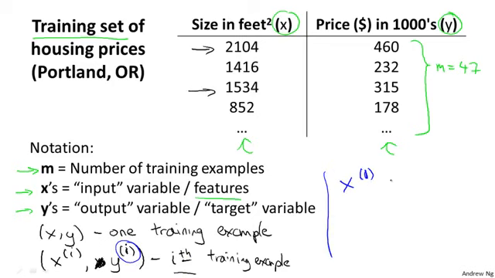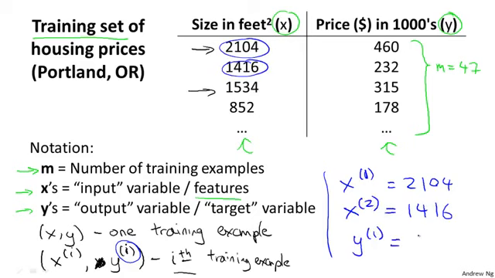So that's 2104, right? Because that's x1, in the first row. x2 would be equal to 1416, right? That's the second x, and y1 will be equal to 460, because that's the y value for my first training example. That's what that 1 refers to.